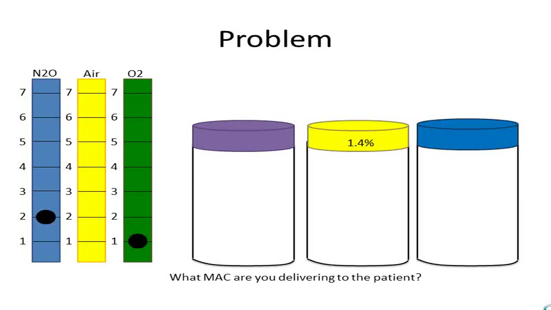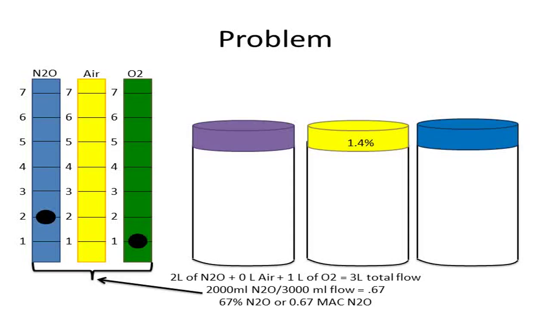And you've got nitrous oxide at 2 liters per minute. So my advice to you is to calculate the total flow on the left-hand side, and then calculate the percentage of each flow. Determine if you're delivering MAC, and then add the sevoflurane MAC onto that. What's the first thing we do? We've got 2 liters of nitrous. We've got 0 liters of air. We've got 1 liter of oxygen for 3 liters total flow.